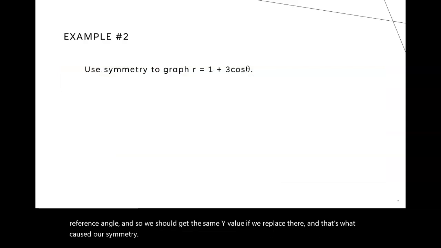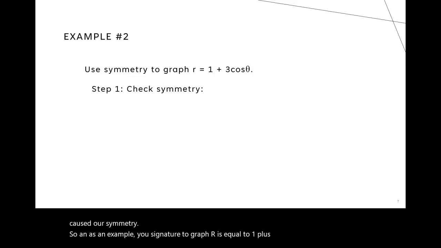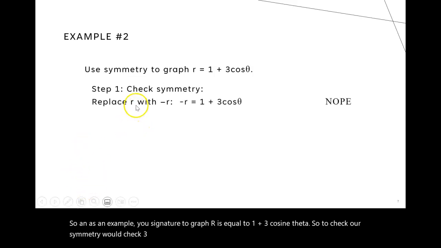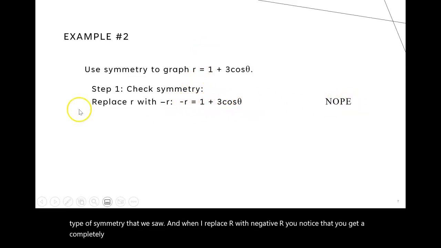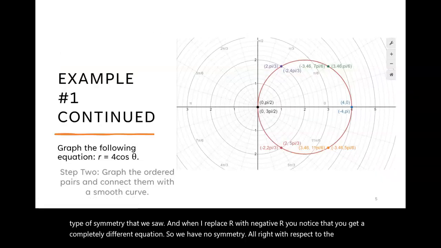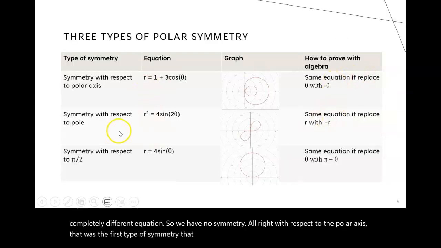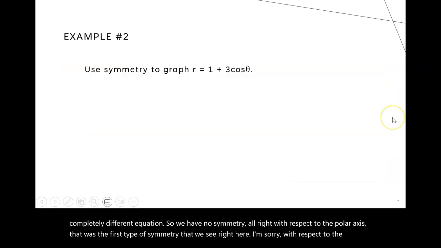So as an example, use symmetry to graph r is equal to 1 plus 3 cosine theta. To check our symmetry, we check three things. We're going to replace r with negative r. That was the first type of symmetry that we saw. And when I replace r with negative r, you notice I get a completely different equation. So we have no symmetry with respect to the pole.